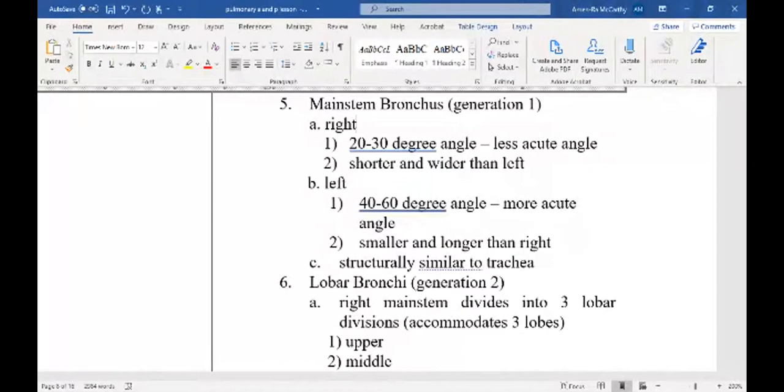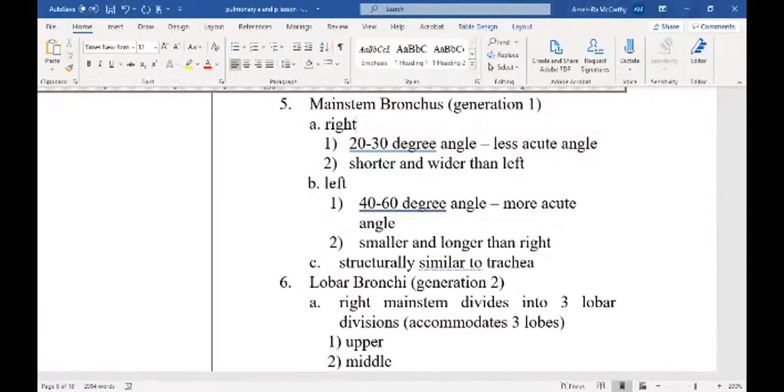So let's look at the left. The left main stem bronchus is a 40 to 60 degree angle, and it's more acute. Smaller and longer than the right. The left main stem bronchus is structurally similar to the trachea.